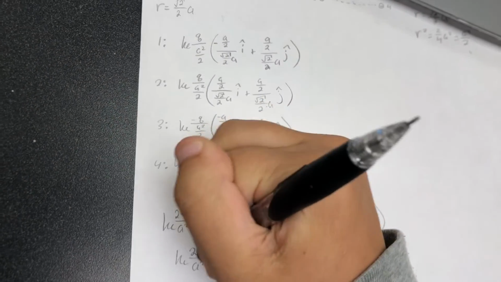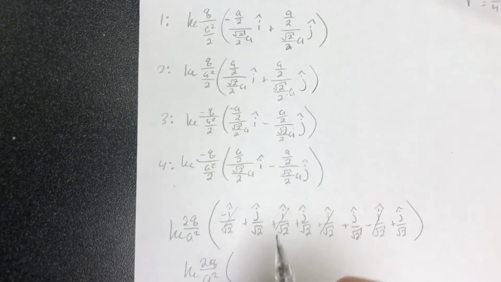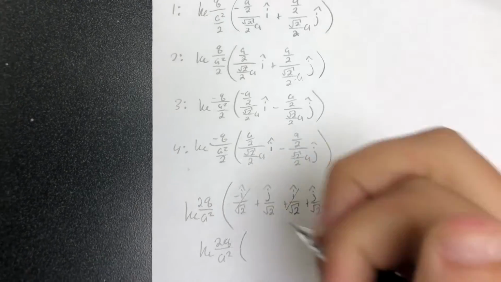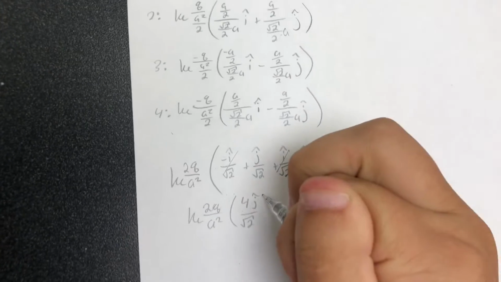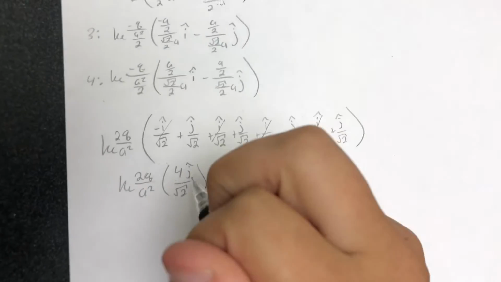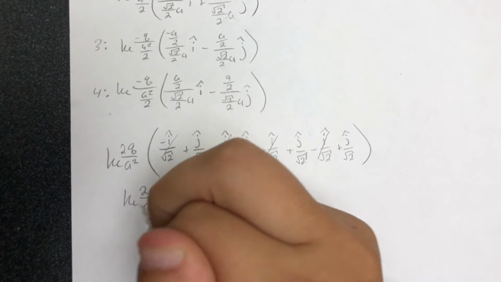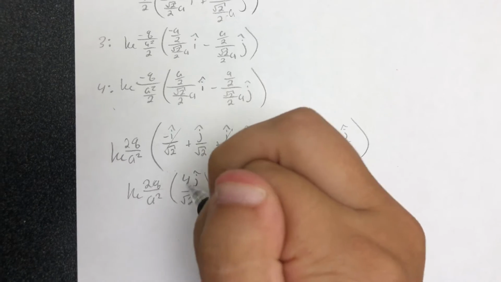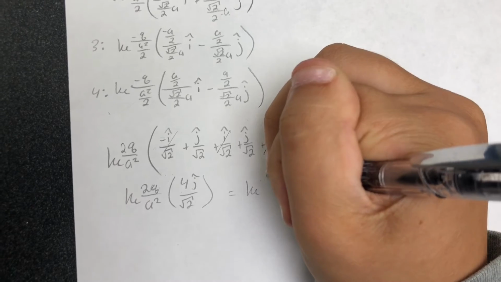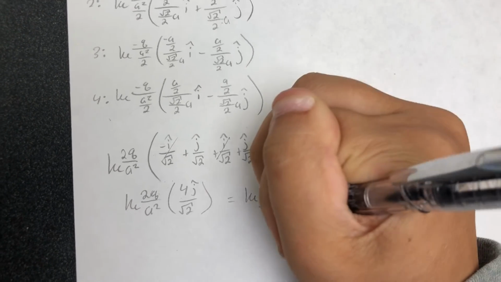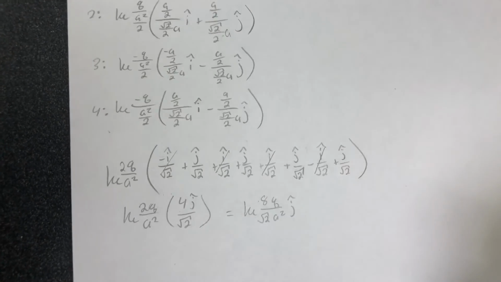That definitely looks like a Q. My handwriting's getting worse. And that's all times 1, 2, 3, 4, 4 J hat over root 2. Now we can pull this out, and we can multiply this coefficient times all of this. This is going to give us our KE 8Q over root 2A squared, and that's all times J hat.